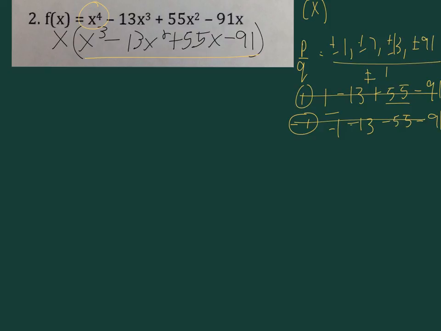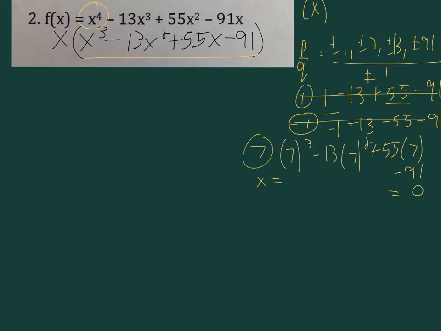So now our next one would be a positive 7. So let's try 7. This one I would probably do in your calculator, because ones are nice and easy, but this is going to be a little longer. So this would be 7 cubed minus 13 times 7 squared plus 55 times 7, and then minus 91. When we put all this in our calculator, we actually do wind up getting 0 as an answer, which means that this will divide in evenly. So keep in mind, x equal to 7 is the solution.